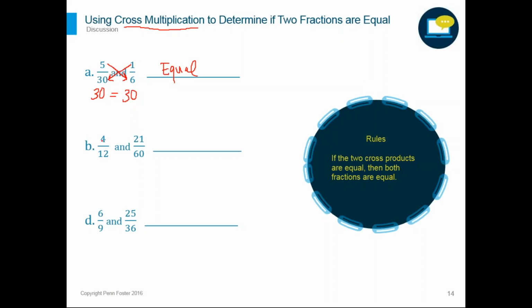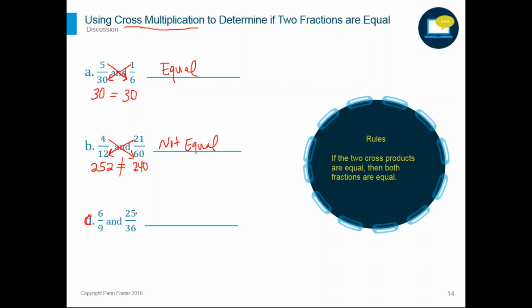B, the same thing. Are they equal or not? Do the cross multiplication test. Cross multiply and cross multiply. 21 times 12 will give you 252. And then 4 times 60 will of course give you 240. The products are not equal, then the fractions themselves are not equal. Straightforward, I guess, right?